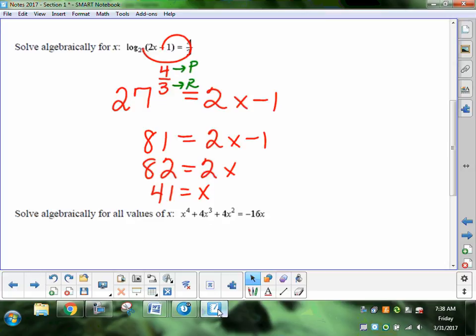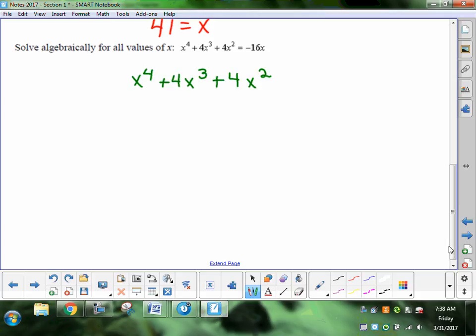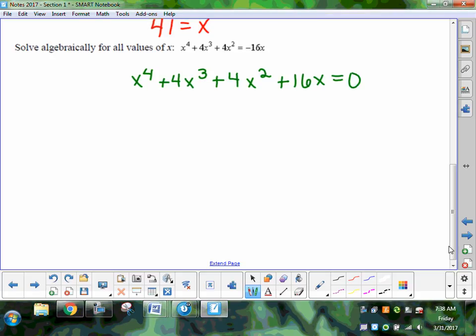Here's our next one. We need to solve this algebraically. So, Jonathan, what's your first step going to be? That you have to get 15 on the other side. Okay, so we've got x to the 4th plus 4x to the 3rd plus 4x squared plus 16x is equal to 0. How many answers is this going to have, Peter? What are you going to do to start this off?